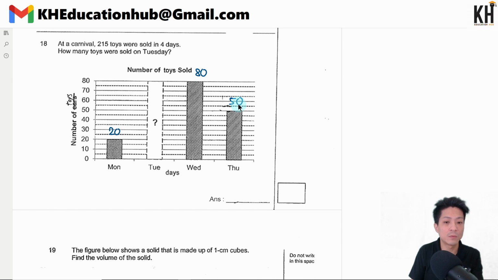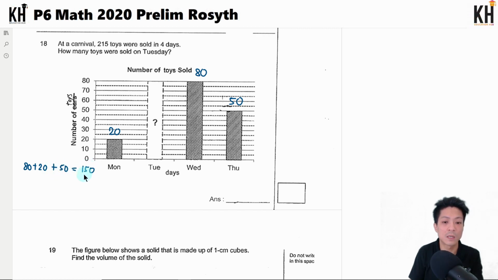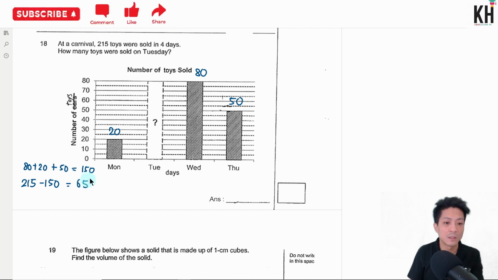Okay, so I'm gonna add them together first. 80 plus 20. Okay, plus 50 is 150, and then after that 215 minus 150. Okay, that will give me 65.